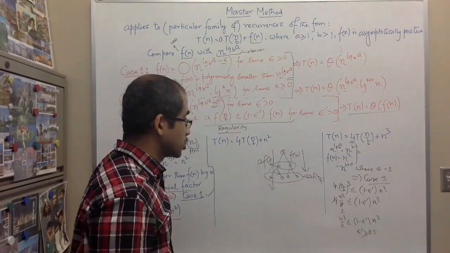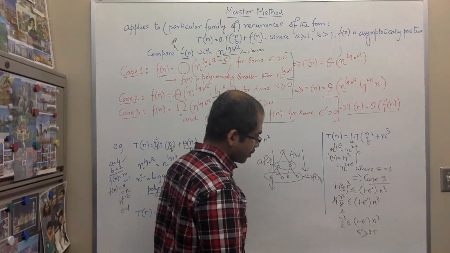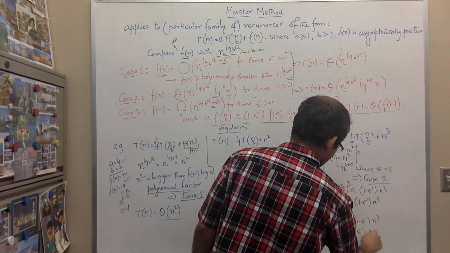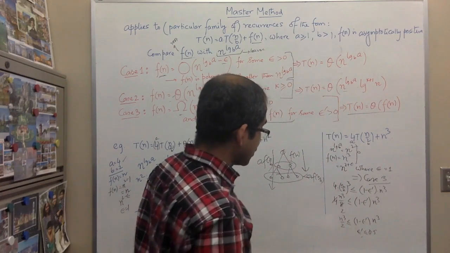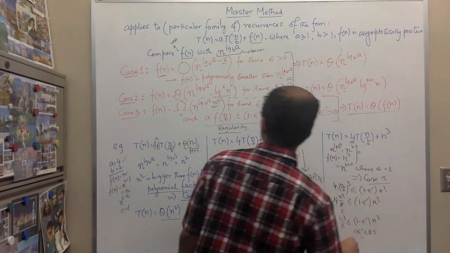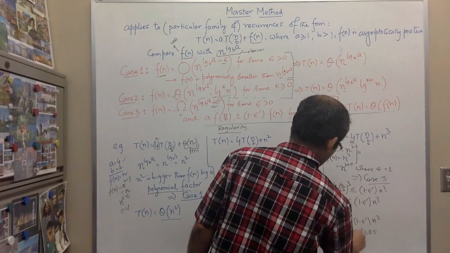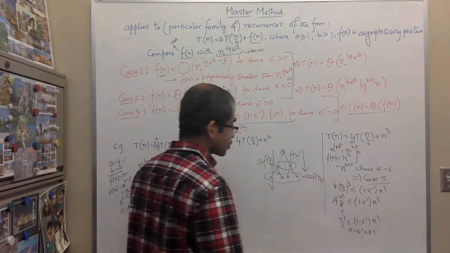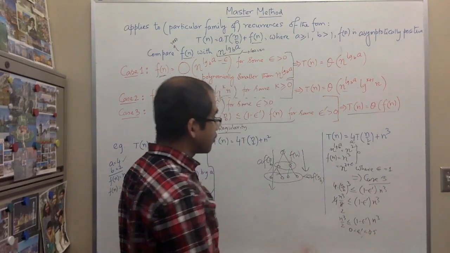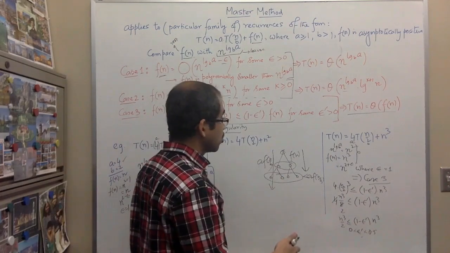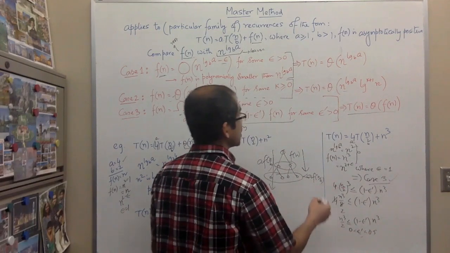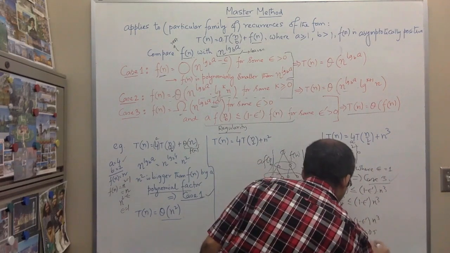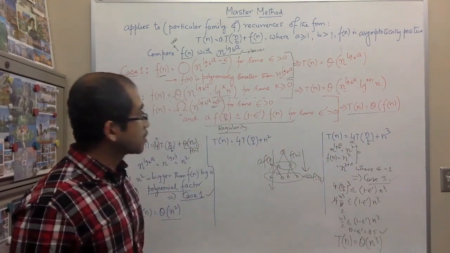That means the regularity condition holds. I think epsilon prime should be less than or equal to 0.5, right? Because we are subtracting it from 1, epsilon prime is greater than 0 and less than 0.5. So we can find some value of epsilon prime. That's the basic idea. That means the regularity condition holds, so this is case 3. If it's case 3, what is the solution? The solution is T(n) equals theta of f(n), that is theta of n cubed. So that means this is also solved.